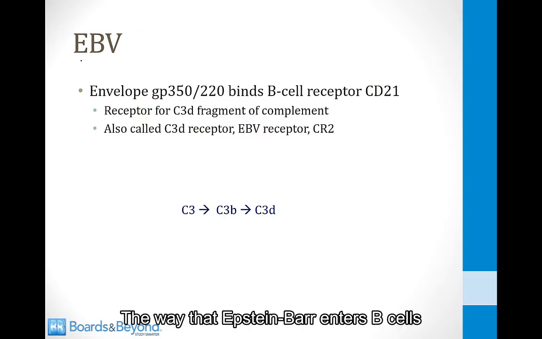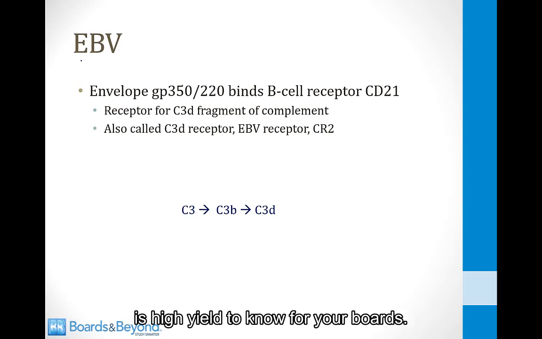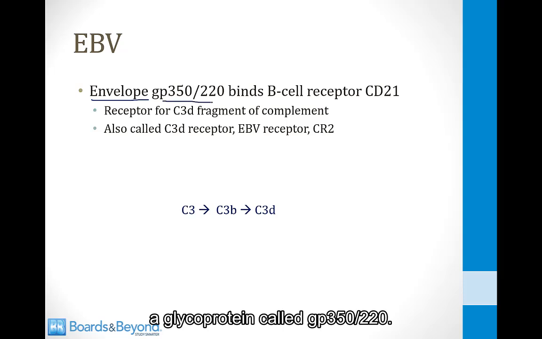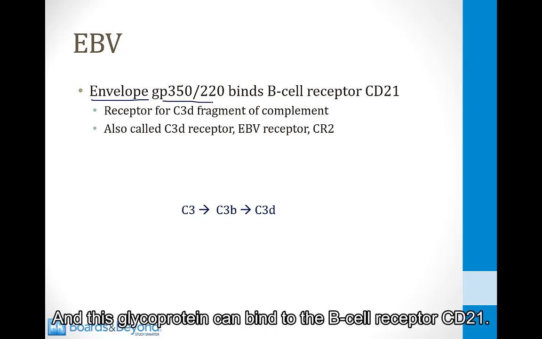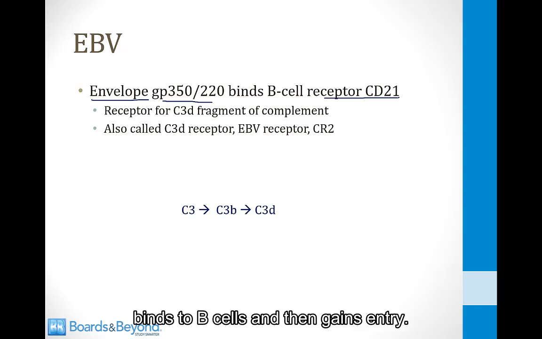The way that Epstein-Barr enters B cells is high yield to know for your board, so let's talk about that right now. On the envelope of Epstein-Barr virus is a glycoprotein called GP350/220, and this glycoprotein can bind to the B cell receptor CD21, and that's how Epstein-Barr virus binds to B cells and then gains entry.